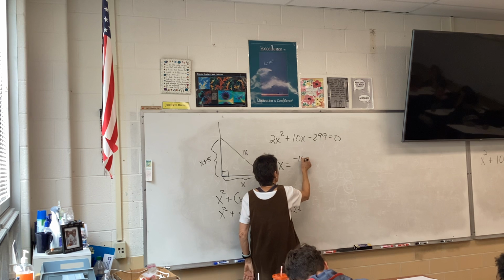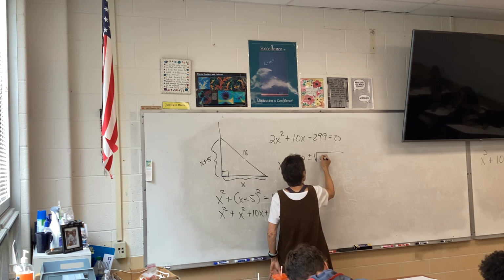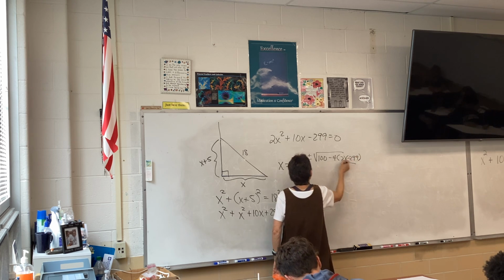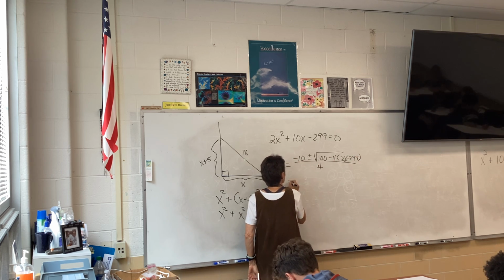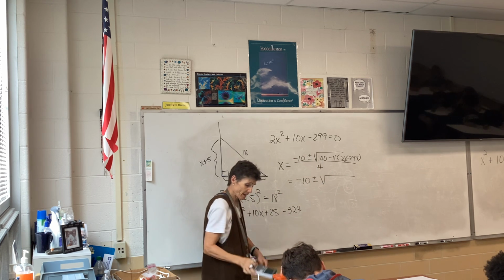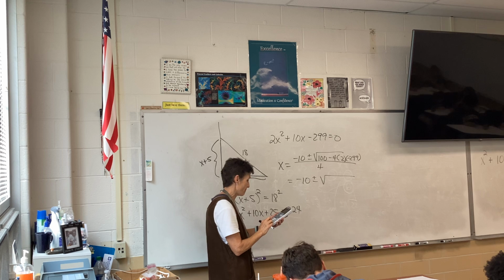So negative b plus or minus the square root of b squared minus 4ac all over 2a. The formula is always my go-to if I can't or don't want to mess around with it.